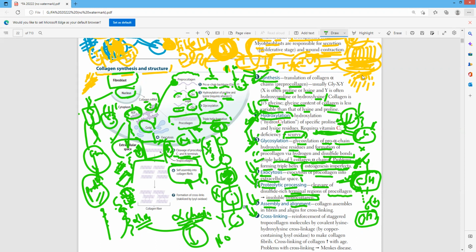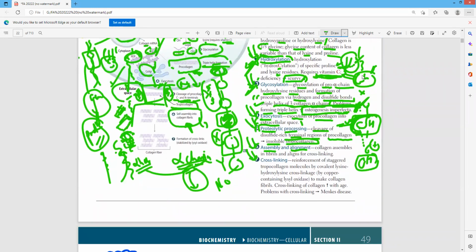You will have assembly and you will have alignment. I want you to associate that proteolytic processing here. You will have a problem. If you have a problem with cleavage, you will have that disease which is called Ehlers-Danlos syndrome, and we will see that in detail. So associate hydroxylation, associate triple helix formation, associate that proteolytic processing with their diseases.